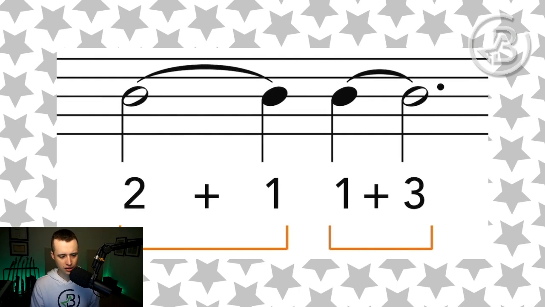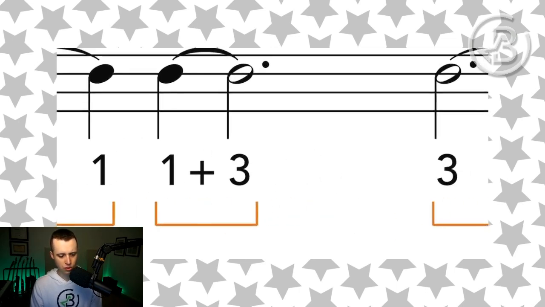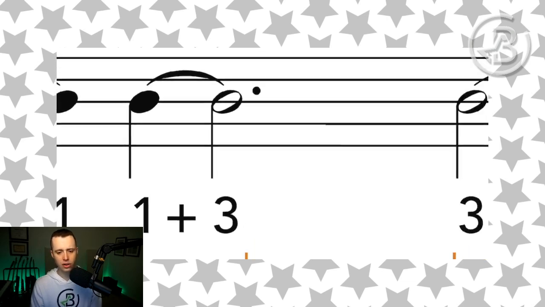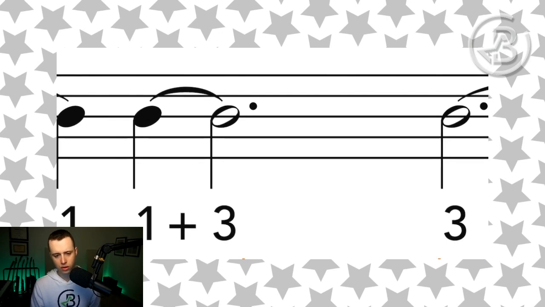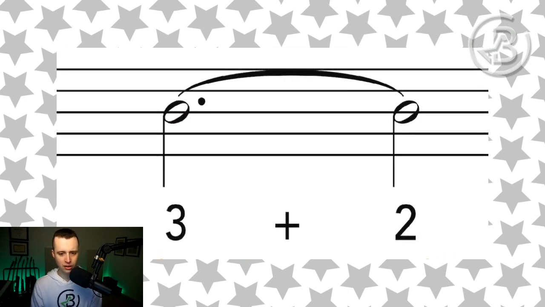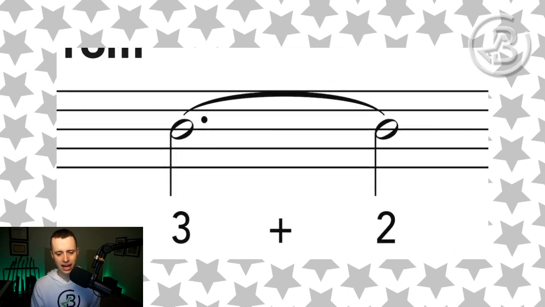Okay, and here is, well, let's do one over here. Let's do a quarter note plus a dotted half note. Ta. Right, because that's 1 + 3. That equals 4 total. Now let's do something from down here. Let's do a dotted half plus a half. Here we go.